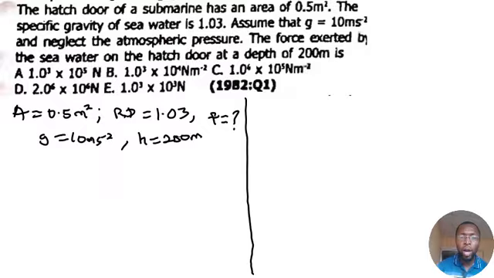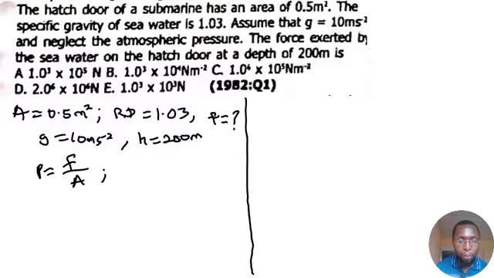Now let's look at the question. We have to find force, and for us to get force, we need to do some manipulation first. How do we get force? We know by formula that pressure is force over area. We have the area, but we don't have the pressure. So we need to get our pressure, and then this can give us the force.